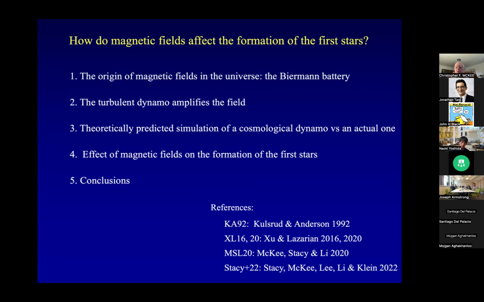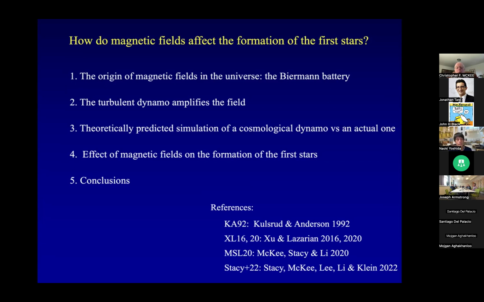So I've given some references here at the bottom. Kulsrud and Anderson gave a discussion of the nonlinear growth of the dynamo. I'm sorry, actually they included the kinematic dynamo and nonlinear phase. Then there are two important papers by Xu and Lazarian. The 2016 paper was a comprehensive discussion of the dynamo action, both from beginning to end. And then in 2020, they showed that because of the lack of flux freezing, you did not have a normal magnetic field going like density to the 2/3 power when you have gravitational contraction.